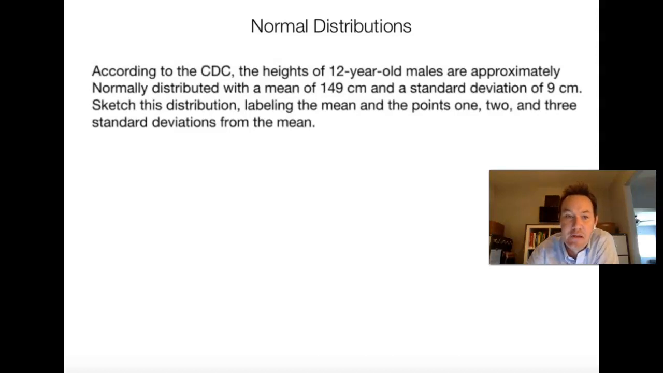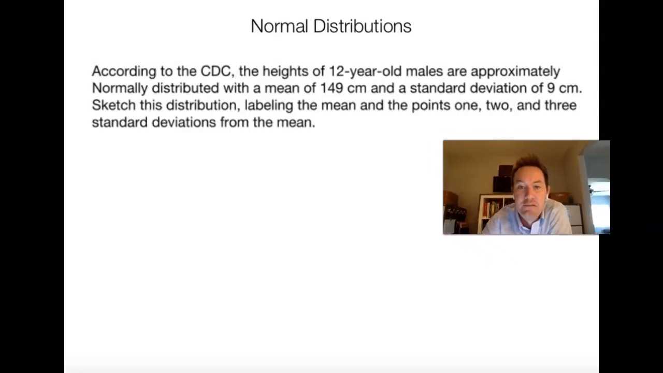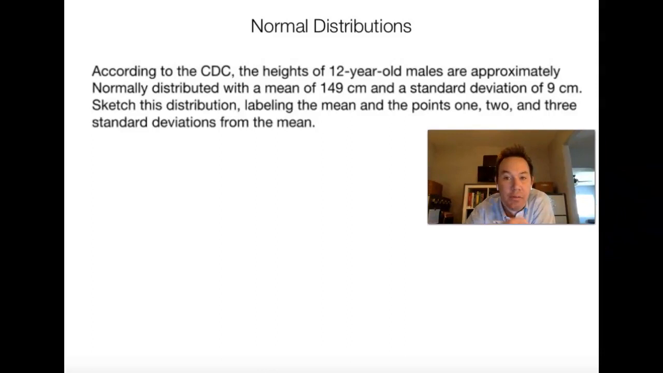All right, so let's do an example. According to the CDC, the heights of 12-year-old males are approximately normally distributed with a mean of 149 centimeters and a standard deviation of 9 centimeters. Sketch the distribution, label the mean and the points 1, 2, and 3 standard deviations from the mean. Okay. So here we go. The given information: it's a normal distribution with a mean of 149 centimeters and a standard deviation of 9 centimeters.